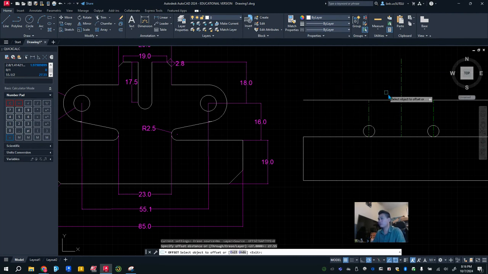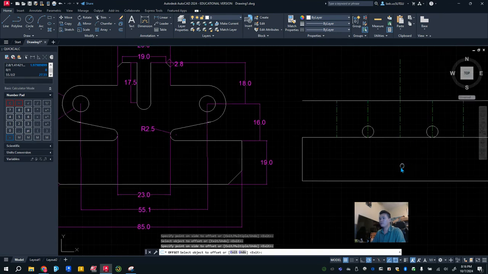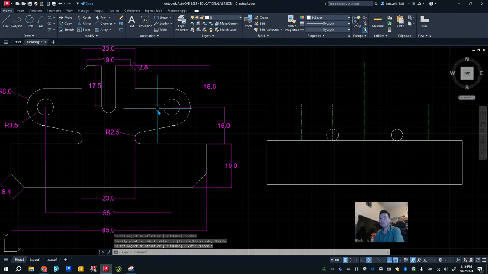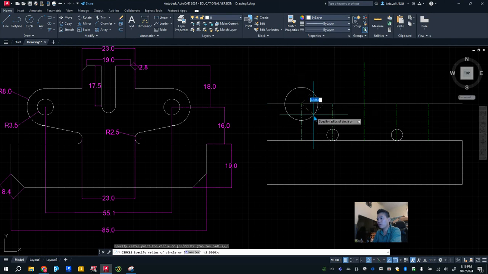27.55, enter. I'm going to offset this guy to the left and this guy to the right. Okay, so that will give me... I'm going to hide this so that you can see the rest. That will be the center where I draw this circle. So I'm going to go here. This will be R8, and then the next one, R3.5.